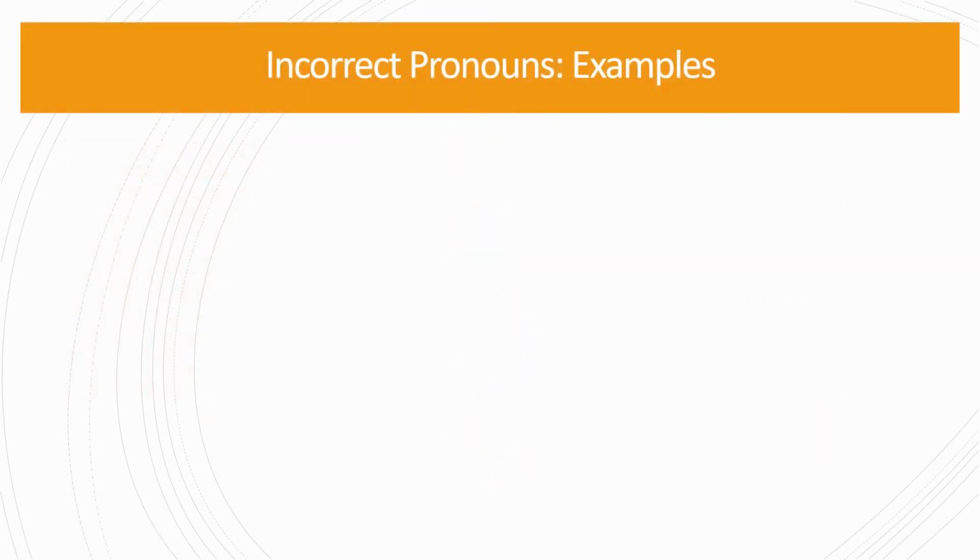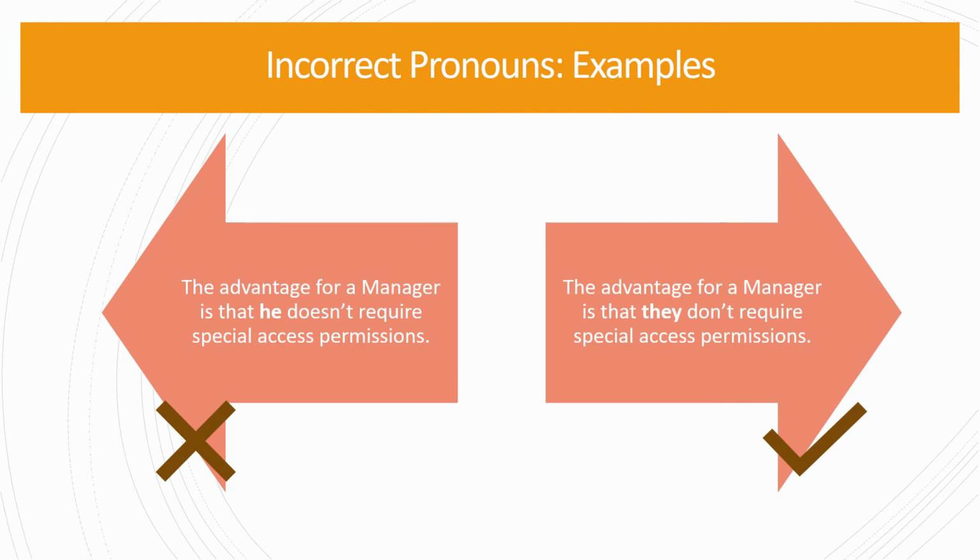Look at this example for a clearer understanding. The incorrect statement says, the advantage for a manager is that he doesn't require special access permissions. Here, we have used he as a pronoun for the manager, which should be avoided. Instead, write the sentence using they. For example, the advantage for a manager is that they don't require special access permissions.